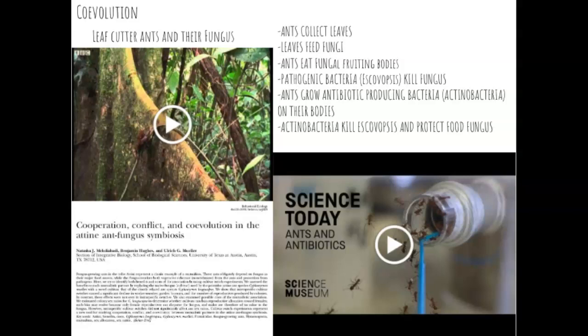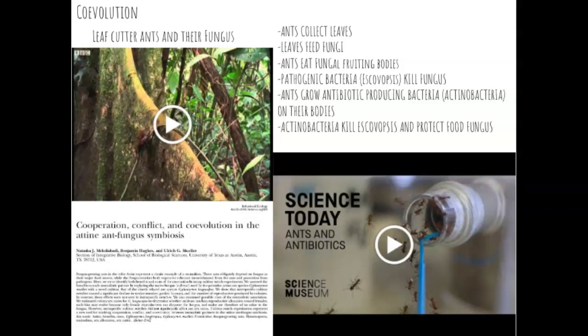And so if that pathogenic bacteria shows up in their nest, they're able to apply it to the fungus and kill off that harmful bacteria with the protective bacteria that they've grown on their body. So the actinobacteria kill the Ascovopsis and it protects their food fungus.